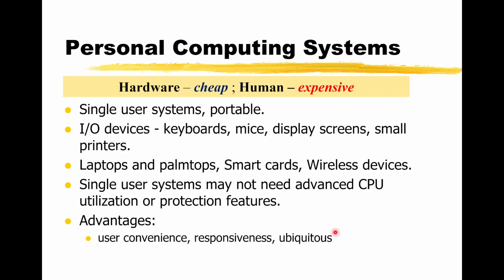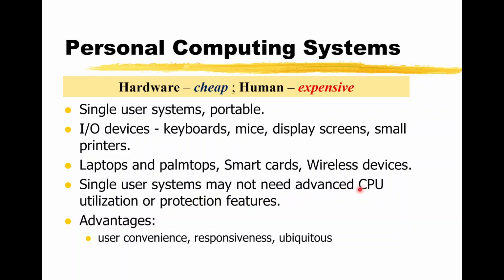Now, we go into personal computing. Everybody has his own system, and here hardware is very cheap, but human beings are expensive. So we had single user systems, which were now portable. One could just get a laptop. Now we have phones, we have iPads, we move around, and you solve problems, use your word processors, your databases, and whatever. You get access to emails and whatever you need.